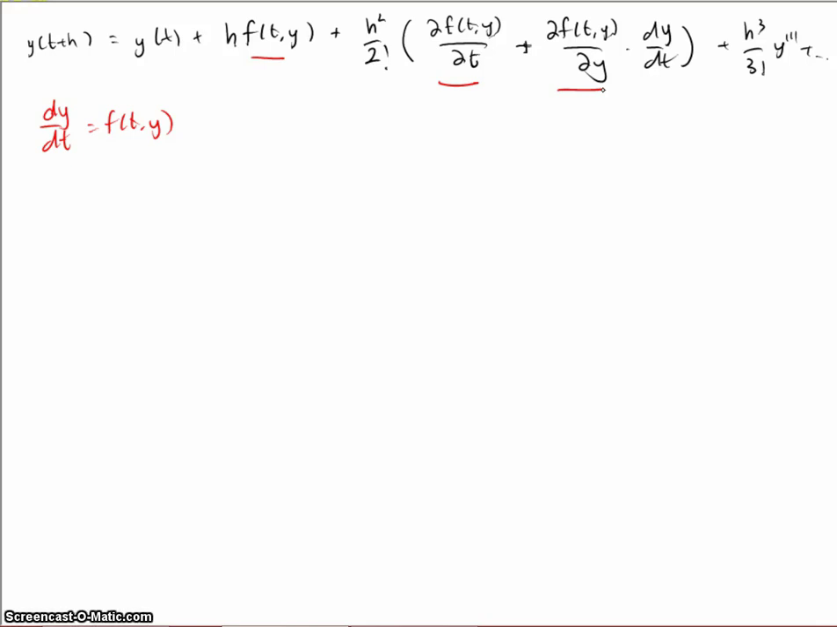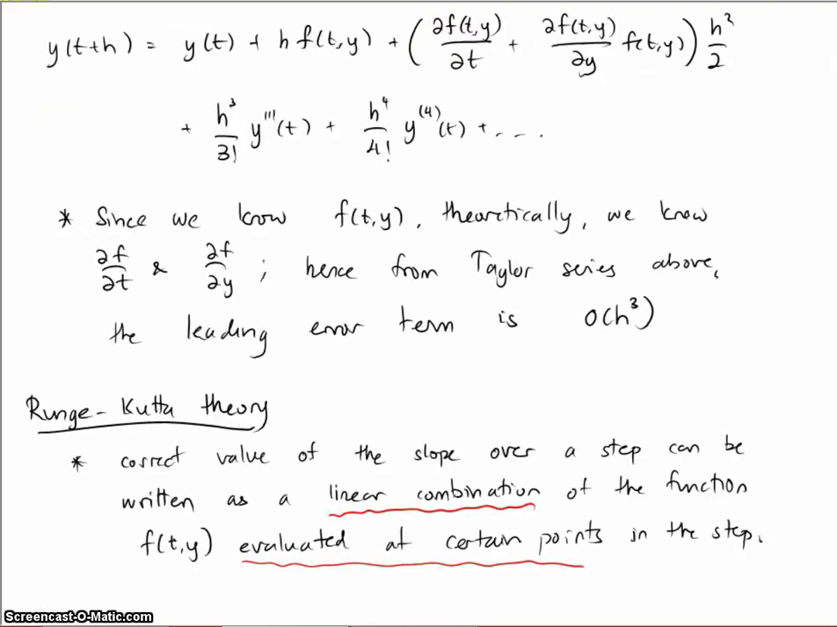Having to derive df/dt and df/dy would go back to the same problem as the higher order Taylor series, because you cannot generalize it. So the Runge-Kutta theory basically says that the correct value of the slope over a step can be written as a linear combination of the function f evaluated at certain points in the step.